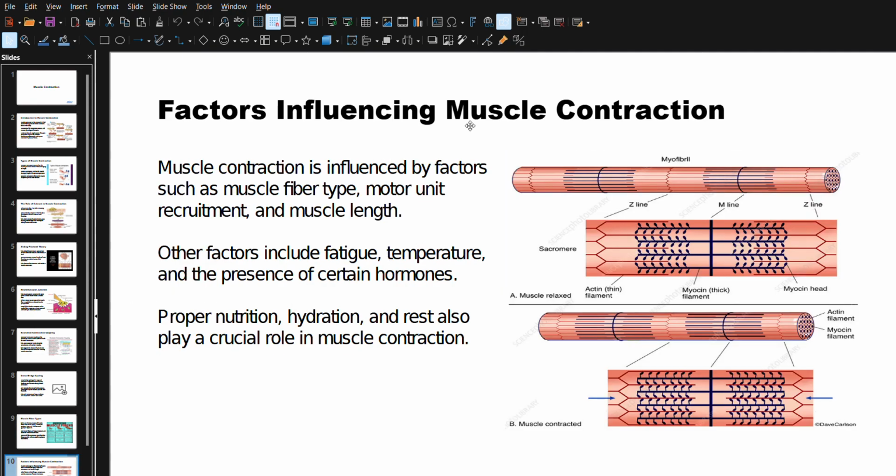Next, factors influencing muscle contraction. So what are the different factors which influence muscle contraction, we are going to see now. Muscle contraction is influenced by factors such as muscle fiber type, motor unit recruitment, and muscle strength or length. Other factors include fatigue, temperature, and presence of certain hormones. Here you can see in the diagram. Proper nutrition, hydration and rest also play a crucial role in muscle contraction. So these are the important factors which influence a good muscle contraction.